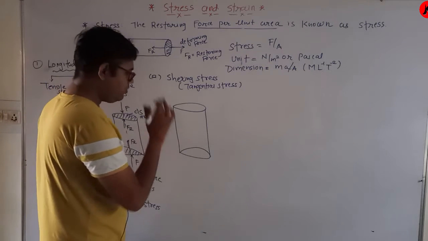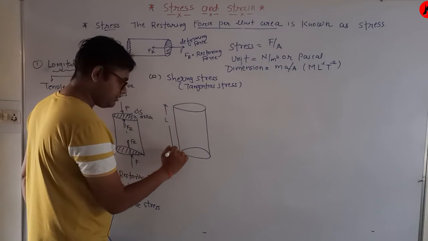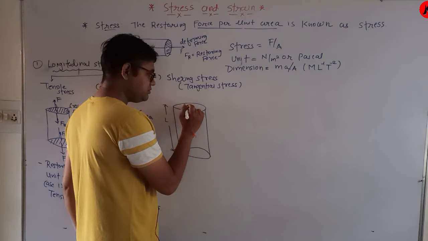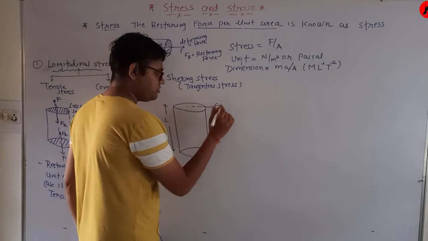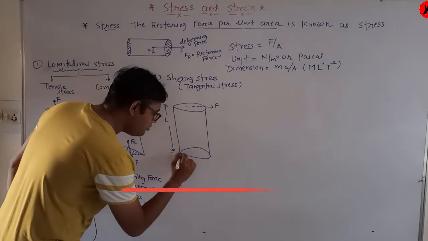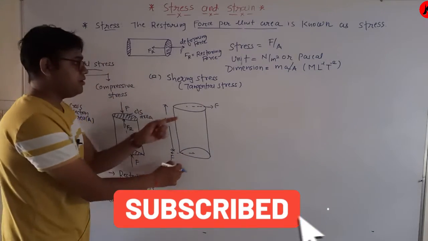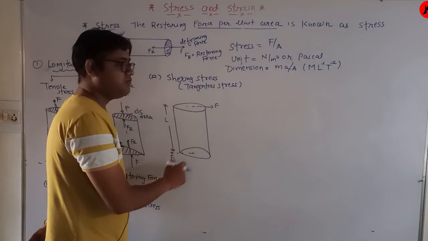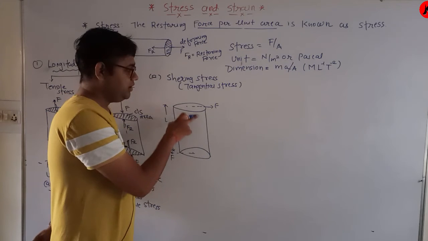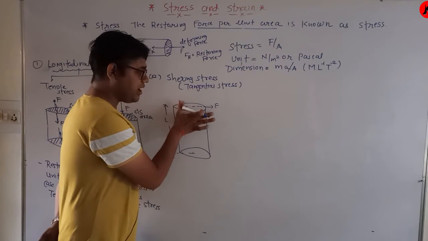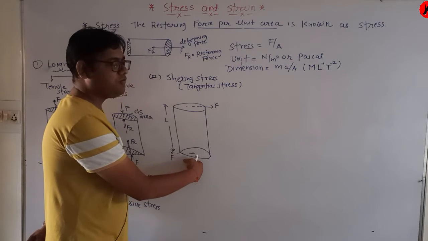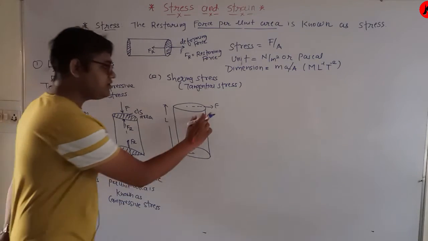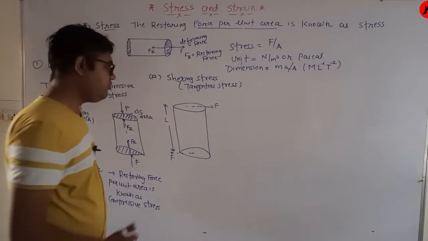Now this cylinder has length L. If I apply the force on both faces of the cylinder, both in opposite directions, here the direction of force is like this, and on the other face the direction of force is like this, meaning both are equal and opposite to each other. F is nothing but the applied force, or deforming force.